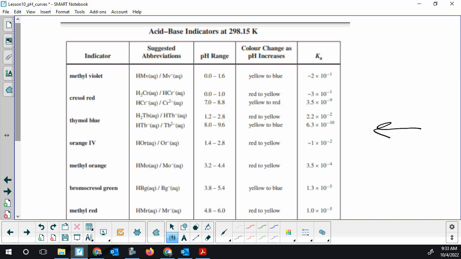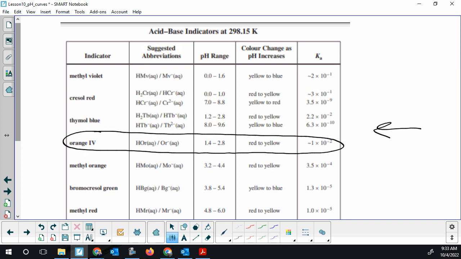And I'm going to pick orange 4 for my endpoint colors or my indicator. You maybe could have used methyl orange. Thymol blue would also have the same second number. So there's a few options you could have picked. But you want to pick something within a pH unit of the equivalence point.